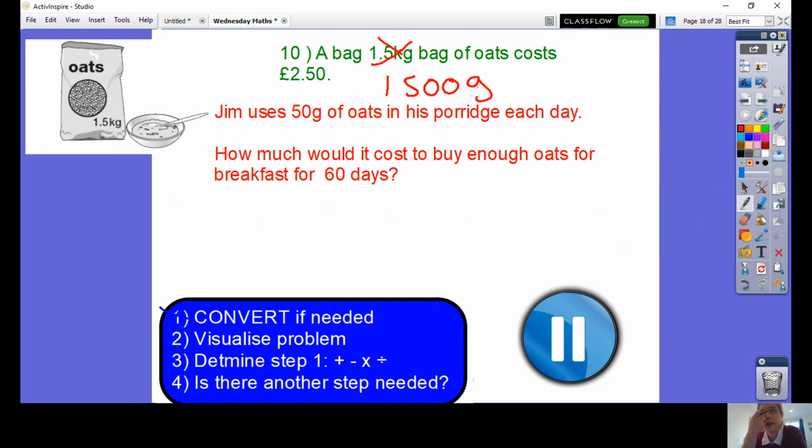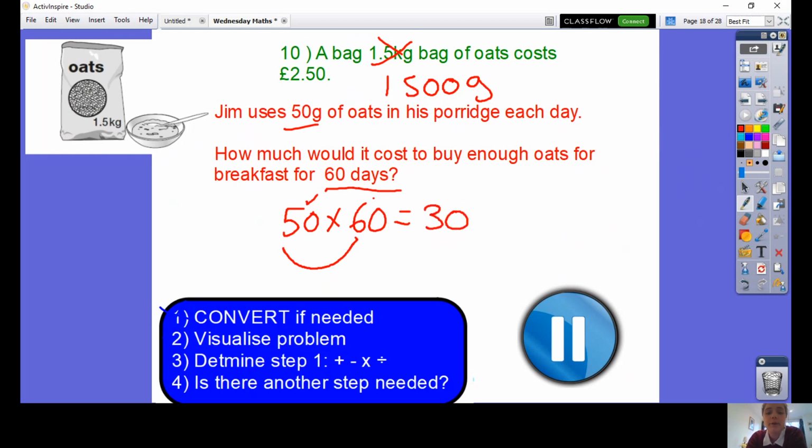Once I've done that, I'm going to continue solving the problem. He uses 50 grams of oats in porridge every day. How much would it cost to have enough oats for 60 days? My first step is to work out how much oats he would use over 60 days. 50 grams a day for 60 days. 5 times 6 is 30.